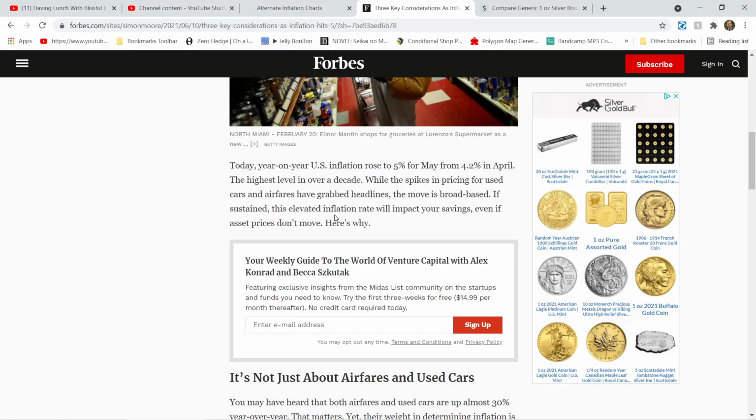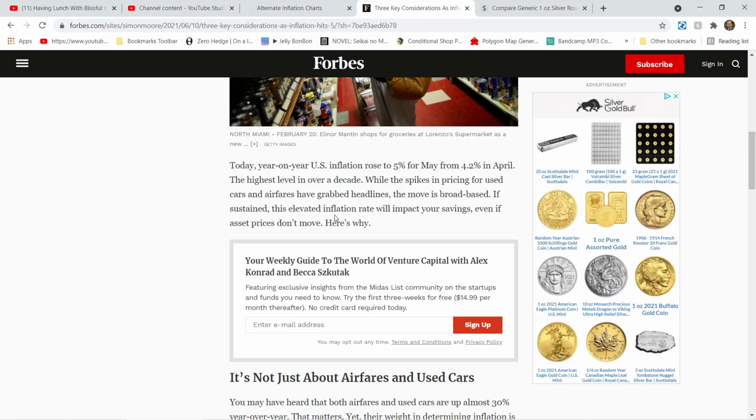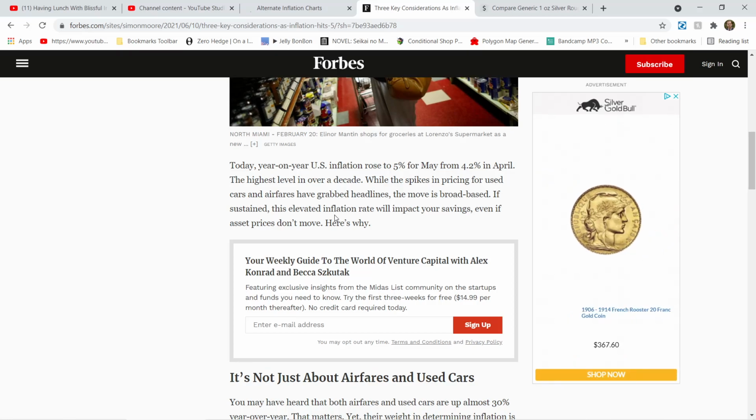But the government doesn't want it. For one thing, they want to get reelected. They want people to think the economy is strong. They want good GDP numbers when they're in. But there's also this thing called cost of living adjustment.